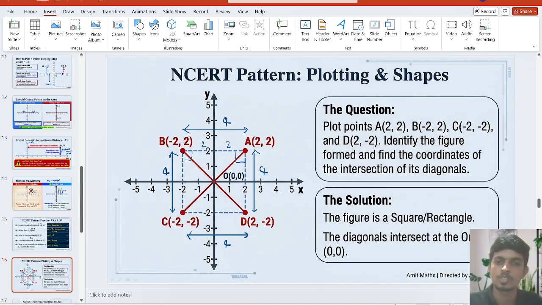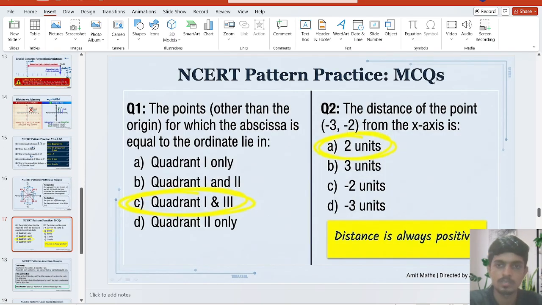So here the figure is a square. It's a rectangle also, but square is the very correct answer. The diagonals intersect at the origin like that. Okay, so coming to the next question.